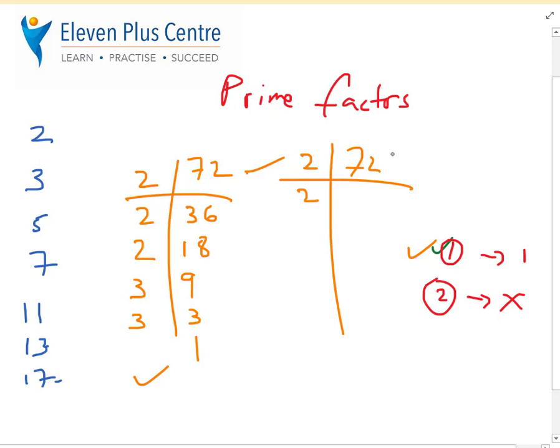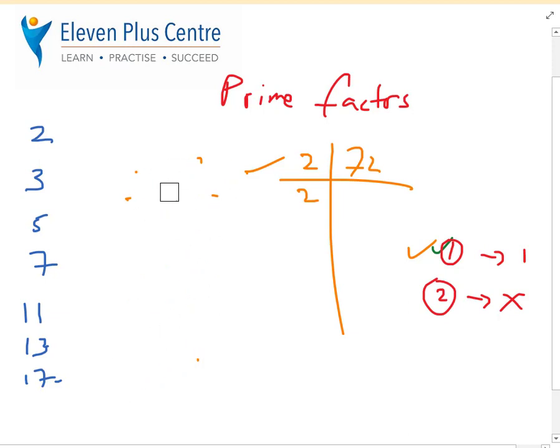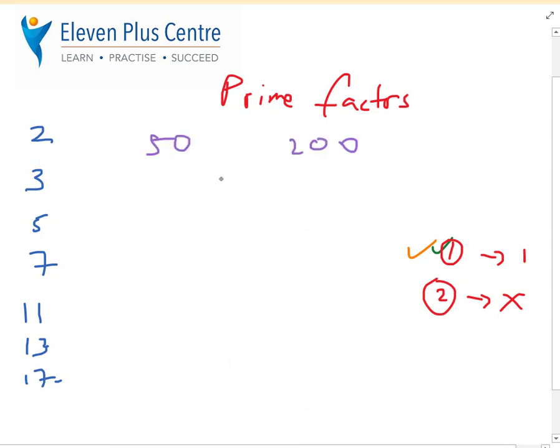Okay, I want you to have a go now. I want you to work out the prime factors of 50 and 200. So have a go. Pause the video when I say so. Remember what I said. Layout. Start with the 2. Stay with the 2 until you can't divide by 2 anymore. Only then move on to 3. Once you can't do 3 anymore, only then move on to 5.